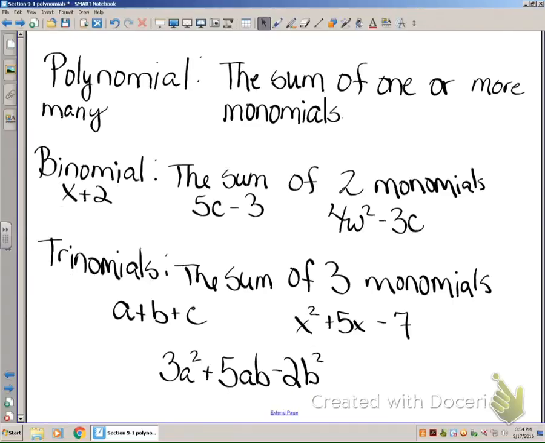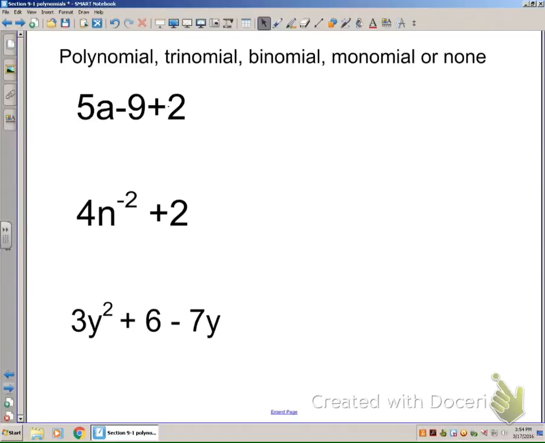We need to determine whether these are a polynomial, a trinomial, a binomial, a monomial, or none. So to do this, I would like for you to just pause it and see if you can do it on your own, and then turn it back on and check your answers.